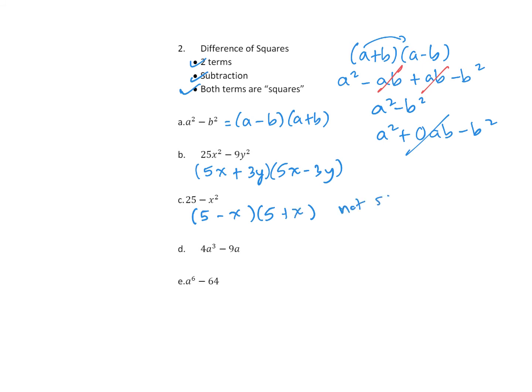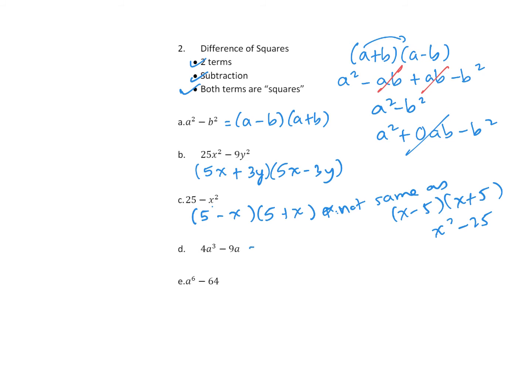This is not the same as x minus 5, x plus 5. If I expand x minus 5, x plus 5, I get x squared minus 25, which is not the same as 25 minus x squared because of the signs. In 25 minus x squared, the 25 is positive, the x squared is negative. In x squared minus 25, the 25 is negative and the x squared is positive. So it's not the same thing. Okay, so make sure that you don't have to put the variable at the front of the bracket. You can put it at the end of the bracket.